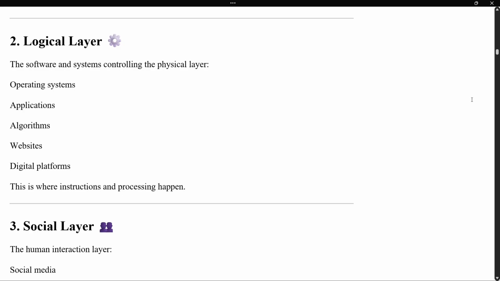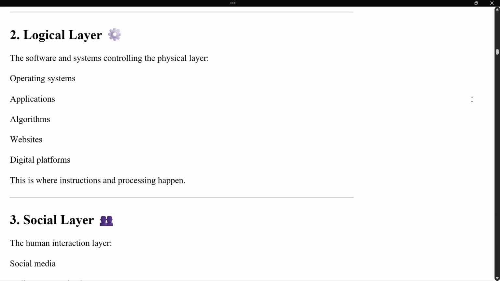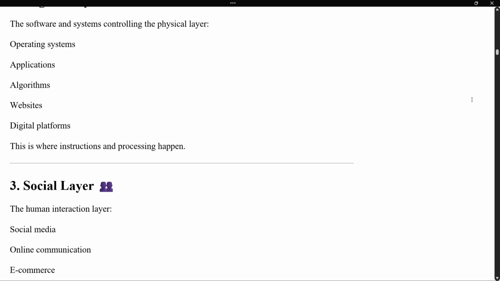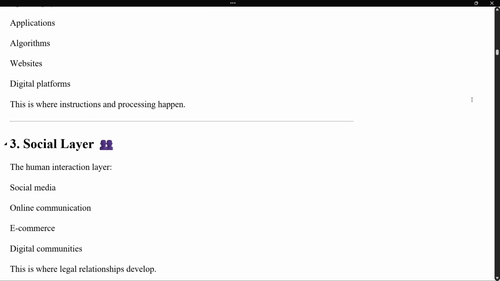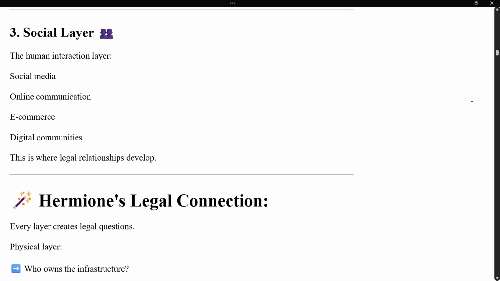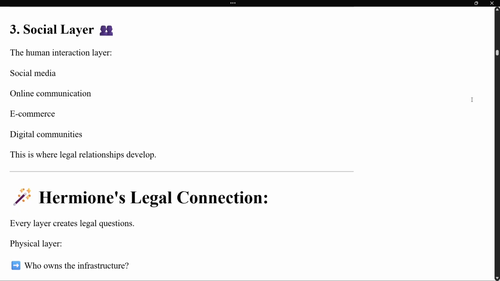2. Logical layer. The software and systems controlling the physical layer. Operating systems, applications, algorithms, websites, digital platforms. This is where instructions and processing happen. 3. Social layer. The human interaction layer. Social media, online communication, e-commerce, digital communities. This is where legal relationships develop.